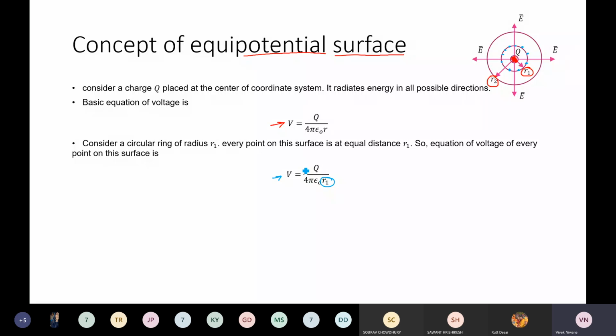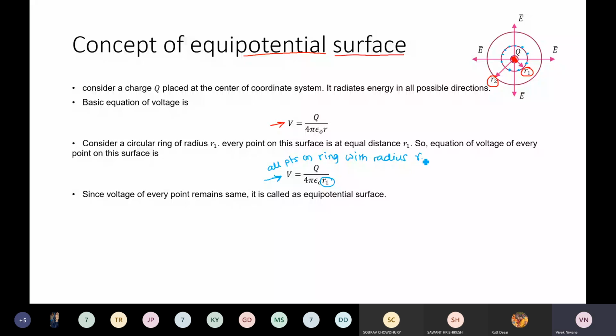Every point on the ring is at distance R1. Since voltage of every point remains same, it is called as equipotential. This is an expression for all points on the ring with radius R1. Same expression. So therefore, since voltage of every point remains same, it is called as equipotential surface. Okay. Similarly, every point present on the circular surface of radius R2 has the potential, what? V is equal to Q upon 4 pi epsilon 0 R2.